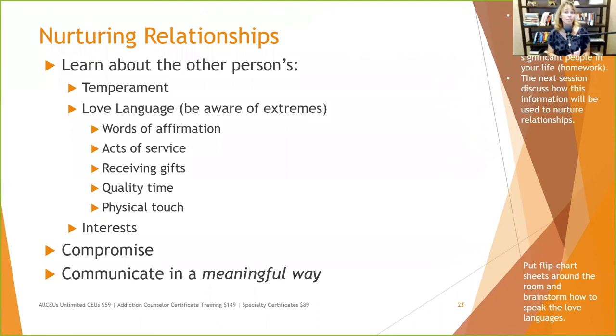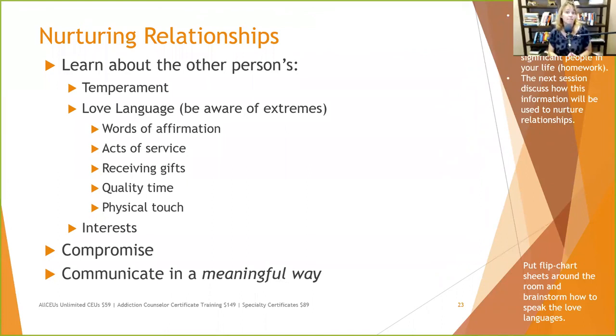Words of affirmation is one. So saying kind words, leaving little notes here and there can go a long way with certain people. Acts of service, doing things to just help them out because you think it would be nice to do. Receiving gifts. Some people like gifts. I'm not big on gifts. That's not mine. But it's important for people to understand that not everybody is big on getting gifts.